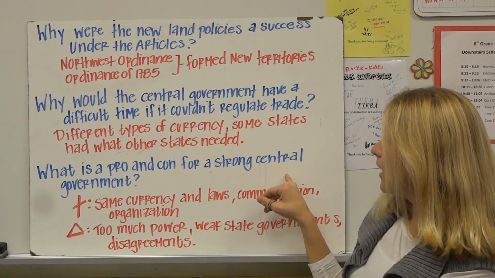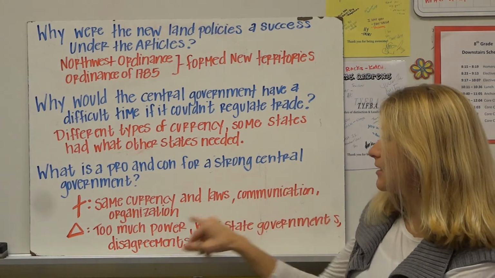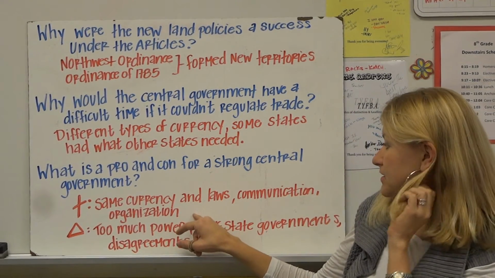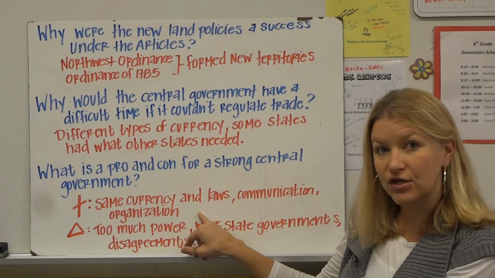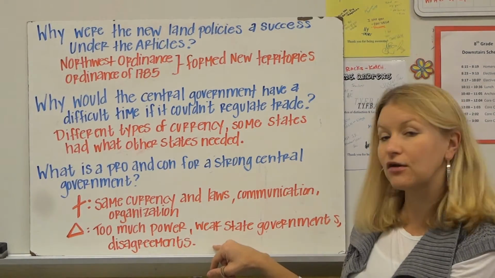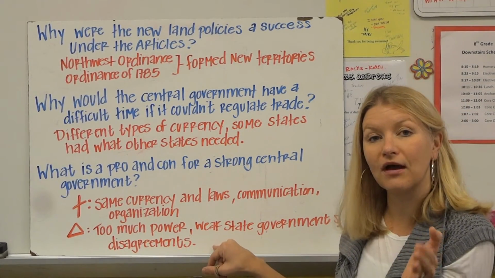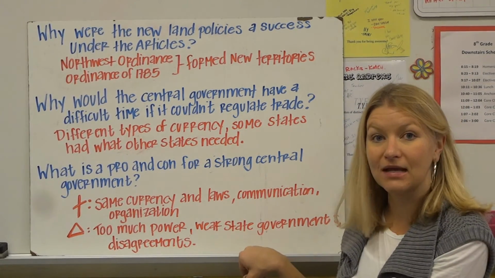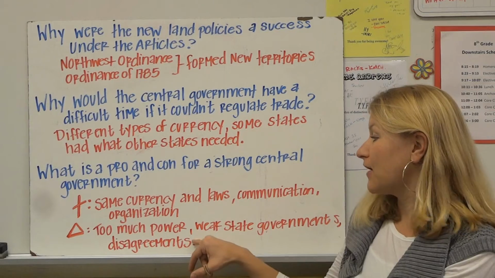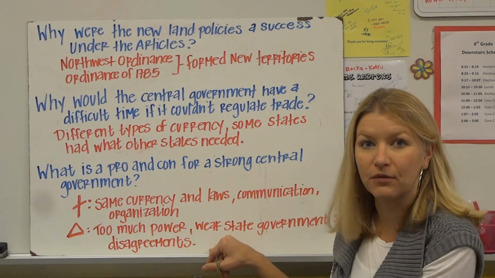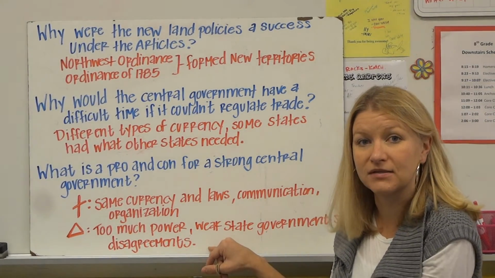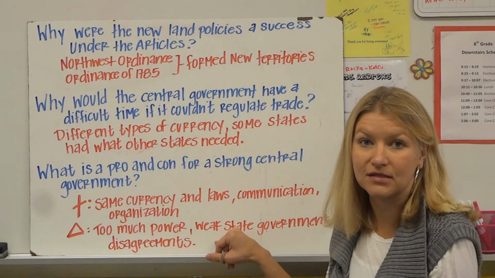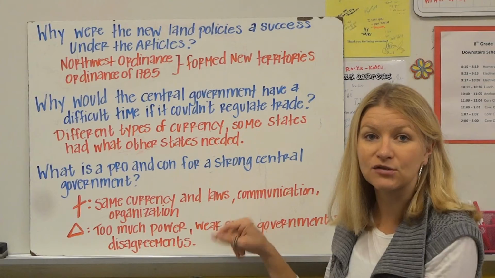What is a pro and con for a strong central government? That's a plus and a delta. The plus: you've got the same currency and laws, you have good communication and better organization. A delta is that they didn't want the government to have too much power. They did not like the weak state government at all, and they felt like having that stronger central government would lead to a lot of disagreements among the states in the long run. And we're going to look at some of the different disagreements that those states had as we start talking more about the Constitution.